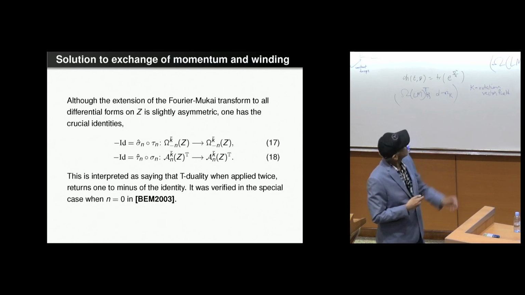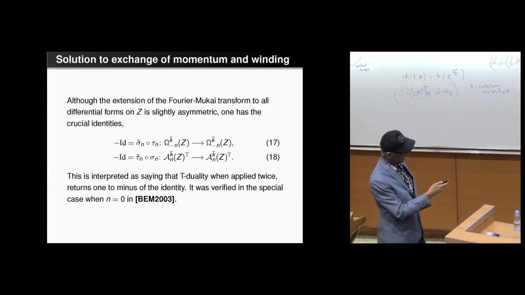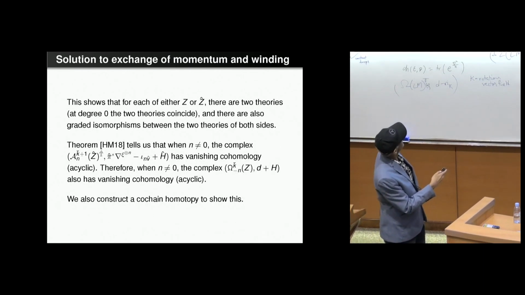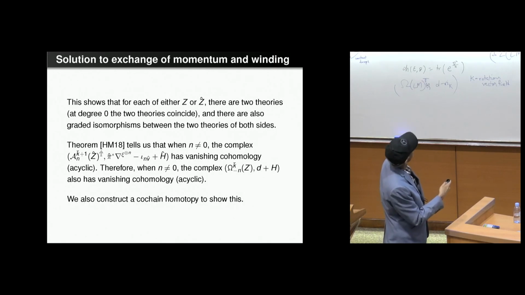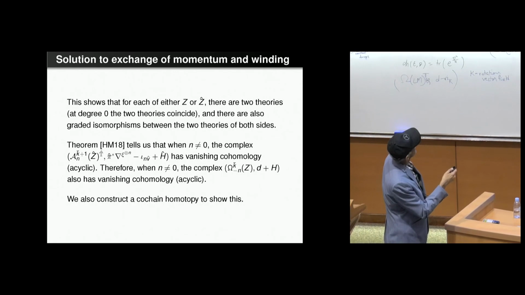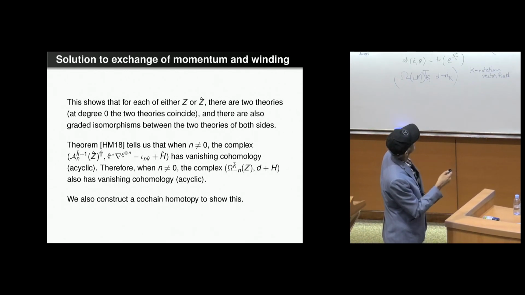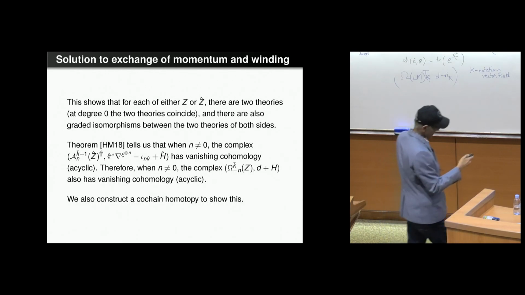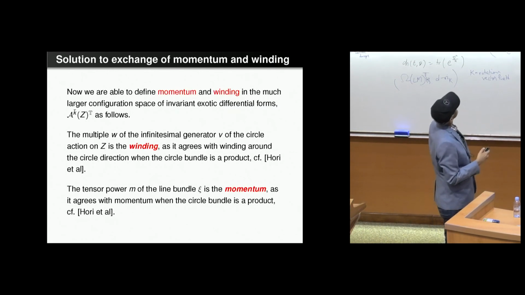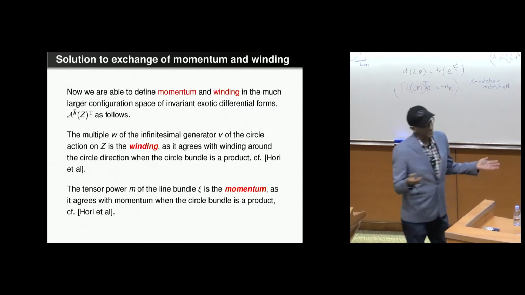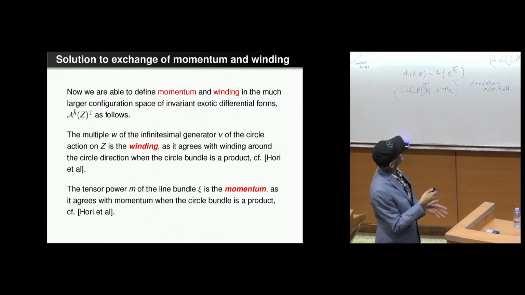So let me tell you what the formula is, because I haven't yet. There are actually two theories. On one side it's just usual forms, and on the other side exotic forms. And the differential is a combination of these exotic differentials on one side, and on the other side it's just the twisted differential. I'll eventually get to the formula, sorry.